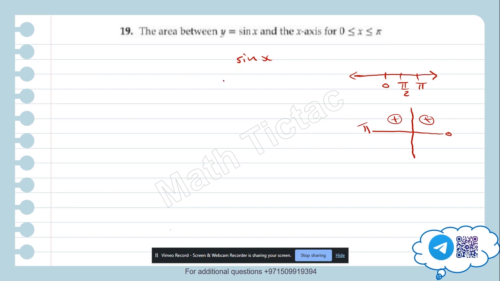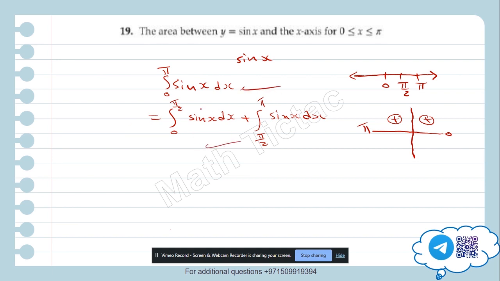So in here, to calculate the total area, you have two choices actually. You can say the integration from 0 to pi of sine x dx, or you can say it's the same as the integration from 0 to pi over 2 of sine x dx plus the integration from pi over 2 to pi of sine x dx. You can say this or this, both of them correct. So as you can see in here, the whole interval is positive, so I don't have to divide the interval.